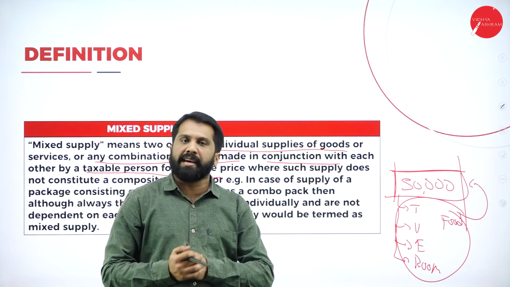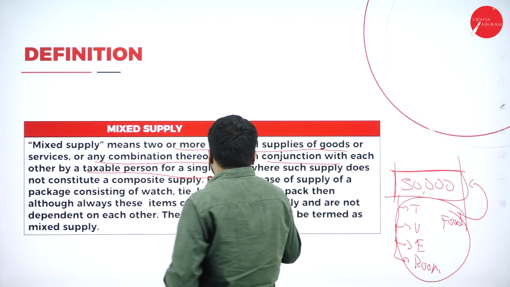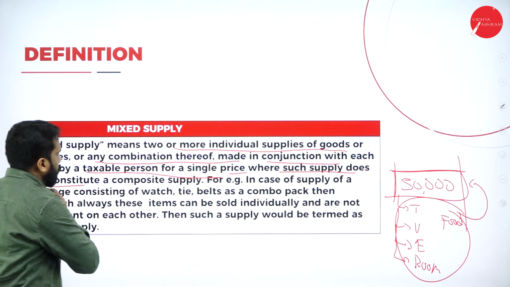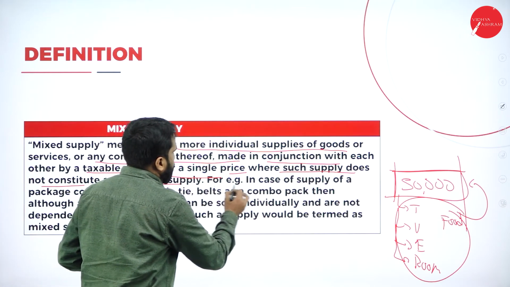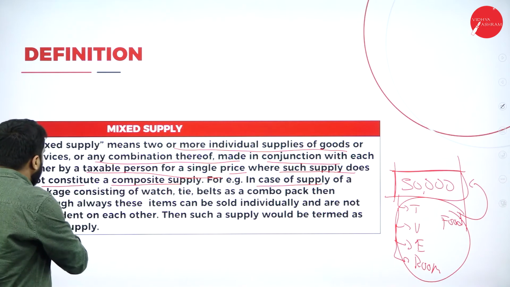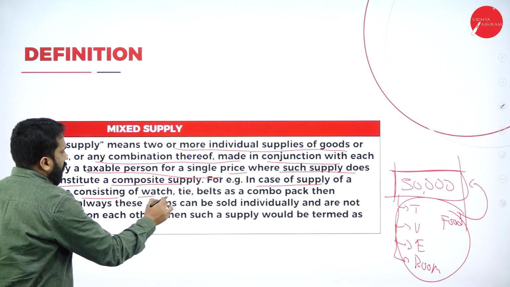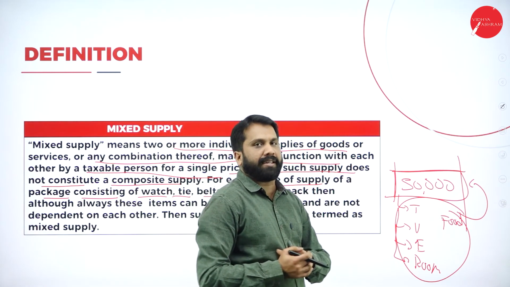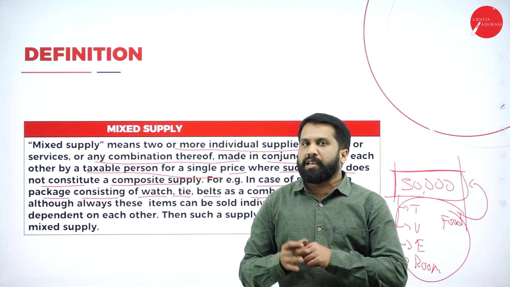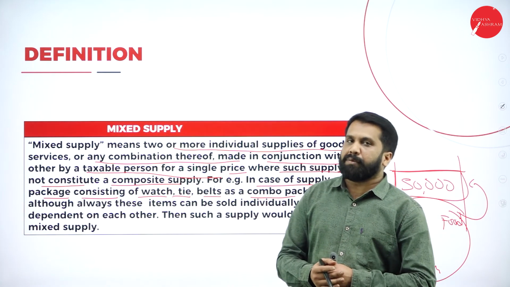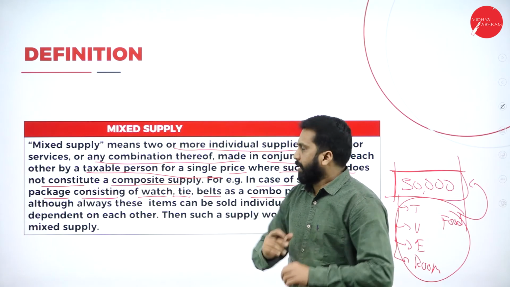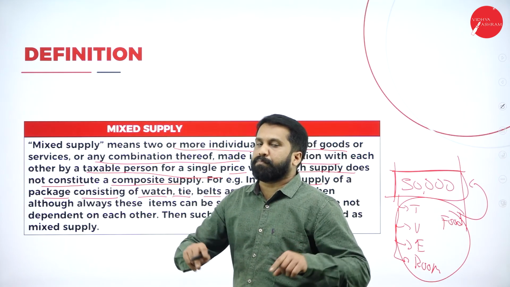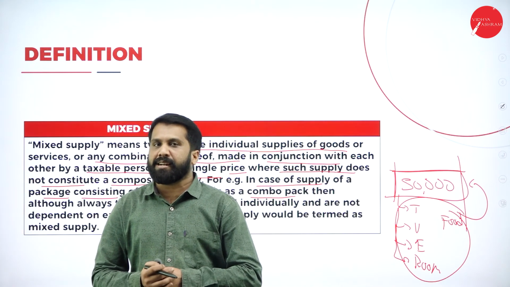All your package tours we call mixed supply. Hope you are clear. Yes. Now, for a single price where such supply does not constitute a composite supply, for example, a package consisting of watch, tie, belt, combo pack: if you go to any normal shop and pay 1,000 or 2,000 rupees, they will give you a complete set, including watch, tie, shirt, pant, everything in a single box. That is called your mixed supply.